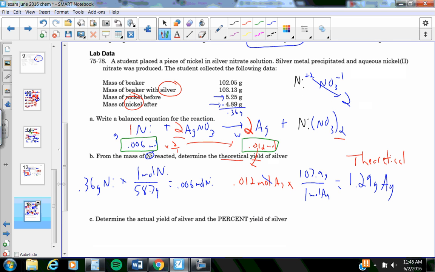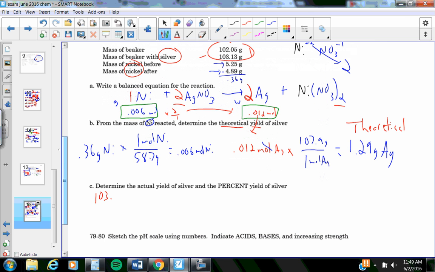Well, we had a beaker that was empty. That's 102.05. And once we had our product with the silver in it, it now weighs 103.13. Looks like I'm subtracting. Determine the actual yield. 103.13 grams minus the weight of the beaker, which is 102.05 grams. That's going to be 1.08 grams of silver. That is the actual yield, 1.08 grams. Okay, so now it's time for the percent yield.